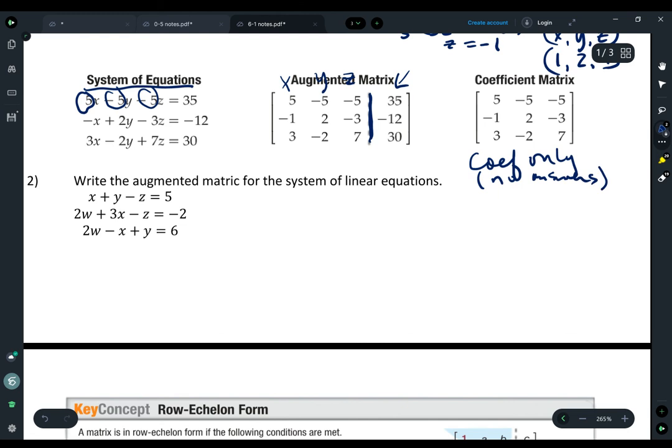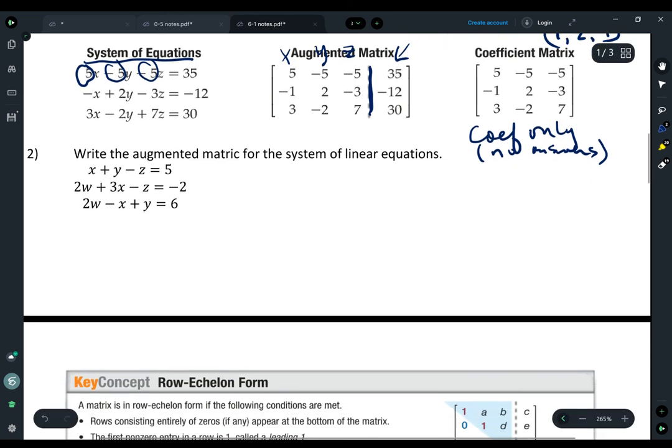There is a considerable amount of your homework just devoted to changing things back and forth from your augmented matrix to your system of equations. I don't think it's too hard. I think that'll be pretty easy for you. So that's what we're going to practice here too.